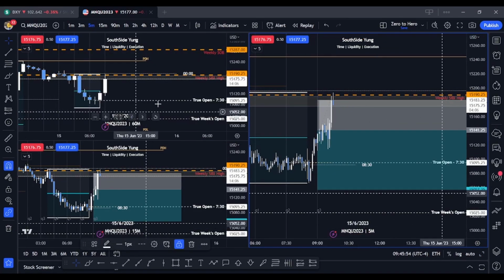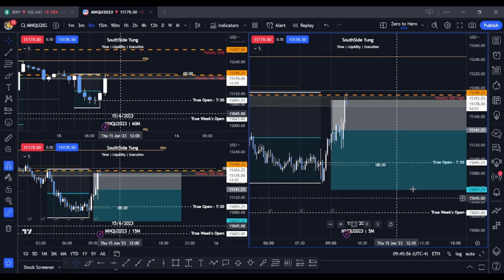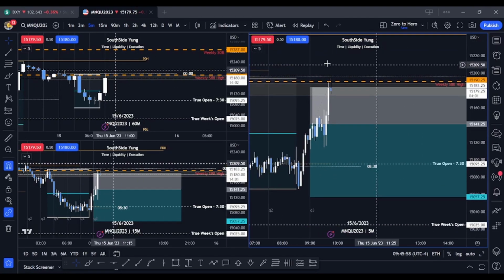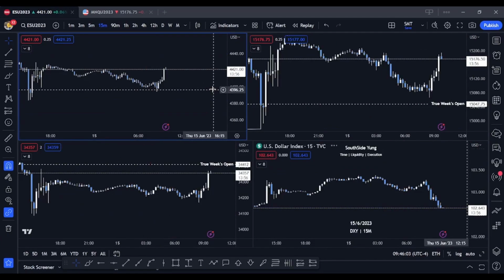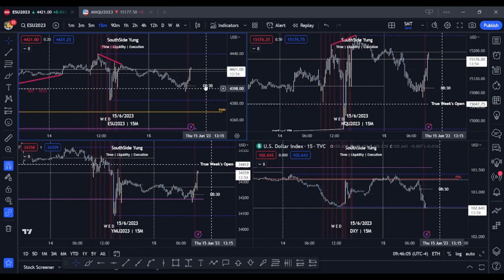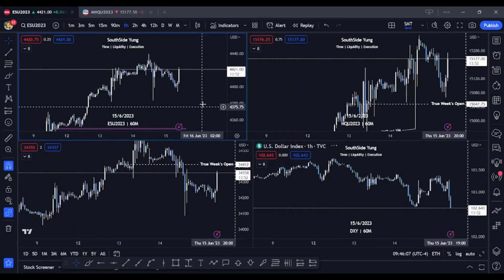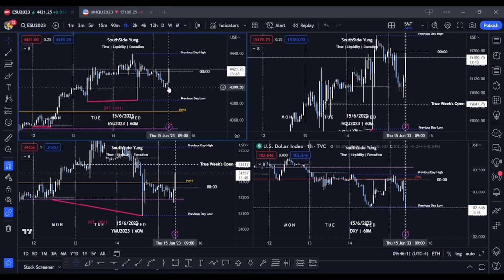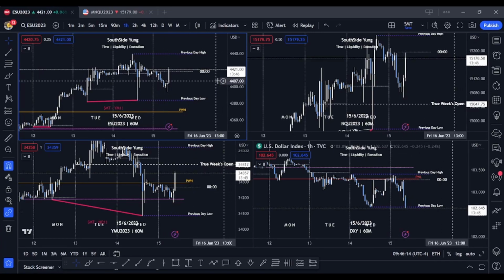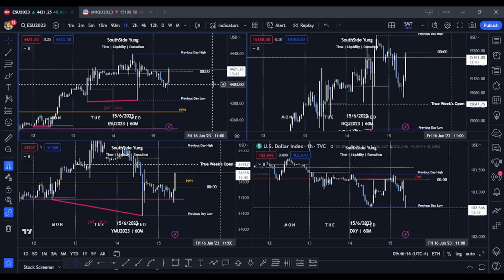Price just barely wicking through that order block, but not closing above it. I will re-enter a trade based on this order block if I can get in though. To me, this is all manipulation. Yeah, ES above midnight, NQ.